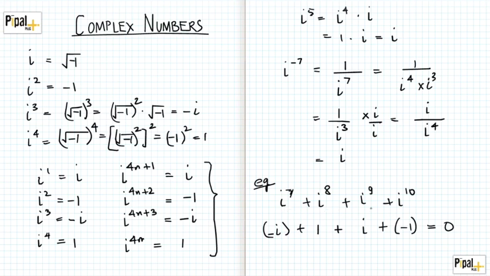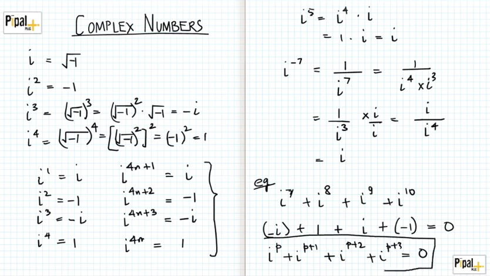4 successive powers of iota, we are going to get 0, right? So iota to the power, let's say p, plus iota to the power p plus 1 plus iota to the power p plus 2 plus iota to the power p plus 3 is always going to give us 0, right? So this is a result that we must keep in mind. Moving on.